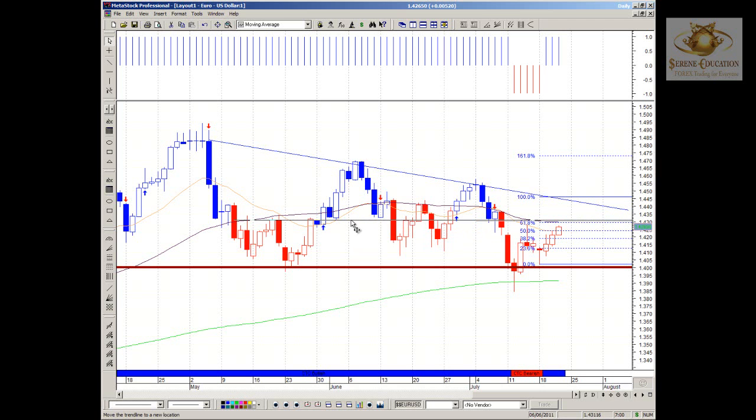There we go. You can see the more I drag it back, the more you can see the resistance. Bang, bang, support, support, resistance, resistance, support, resistance again, and we're heading towards this way.